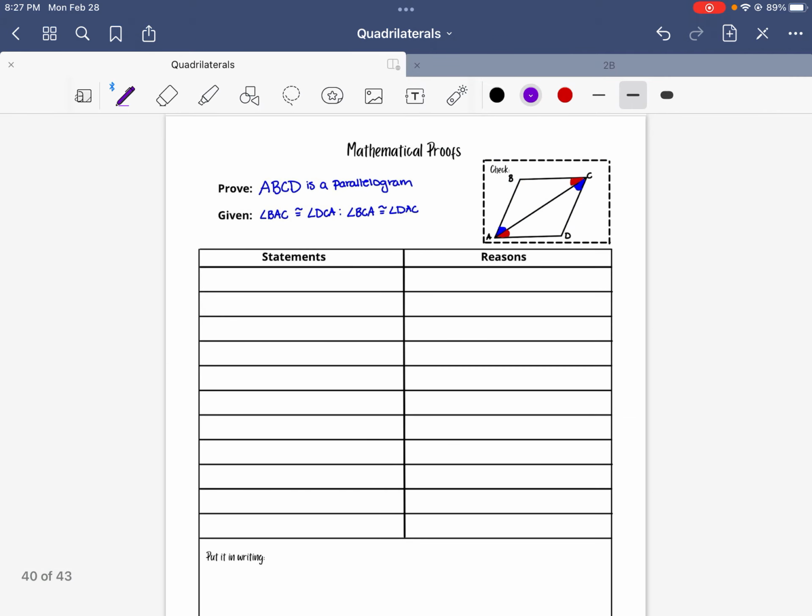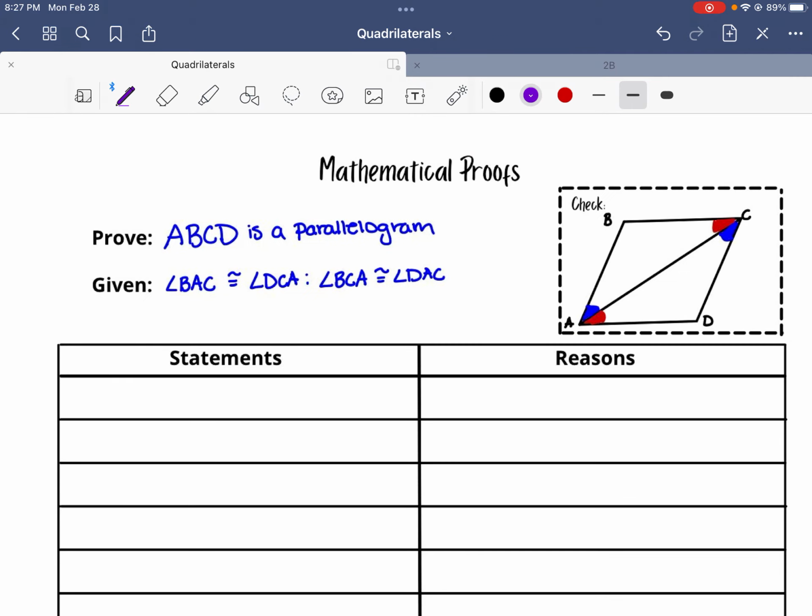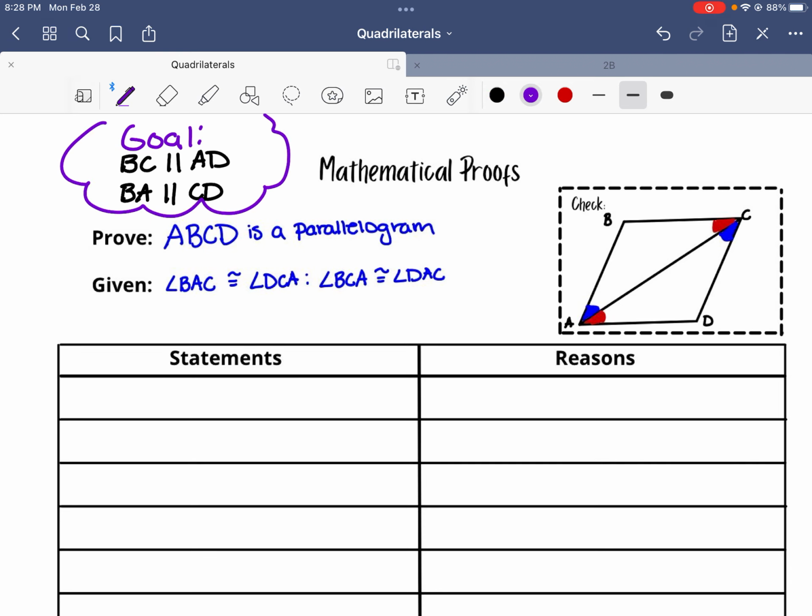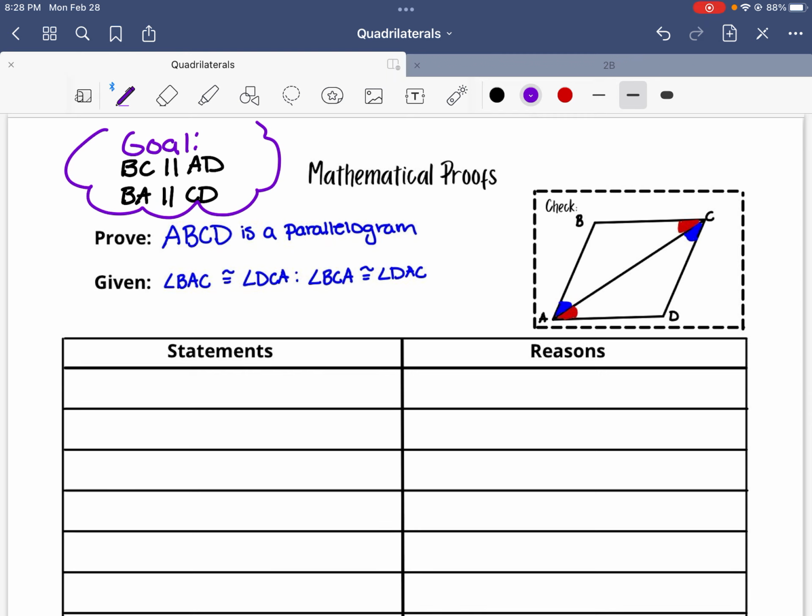Although we need to prove that ABCD is a parallelogram, most specifically, I'm going to write right here my goal. I need to prove that this line and this line are parallel. So I need to prove that the line BC is parallel to AD. And I also need to prove the other side. So I need to prove that this line and this line are parallel. So I need to prove that BA is parallel to CD. I almost said congruent. So that is really my goal.